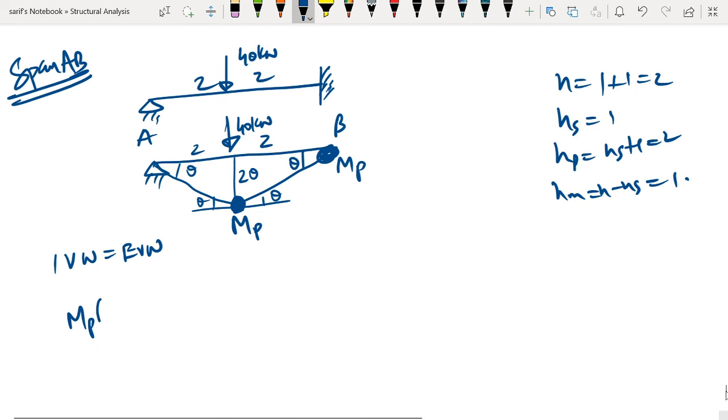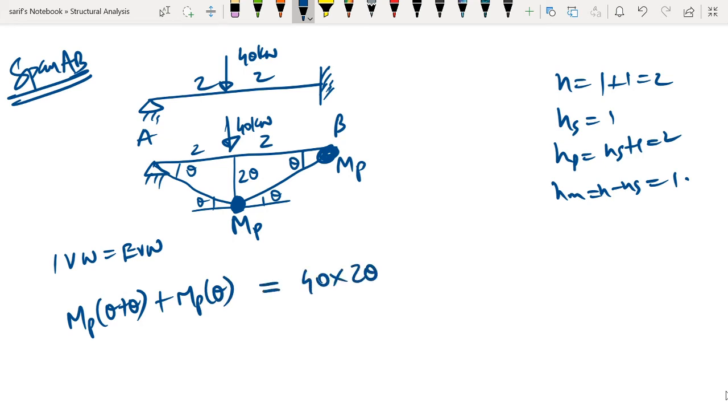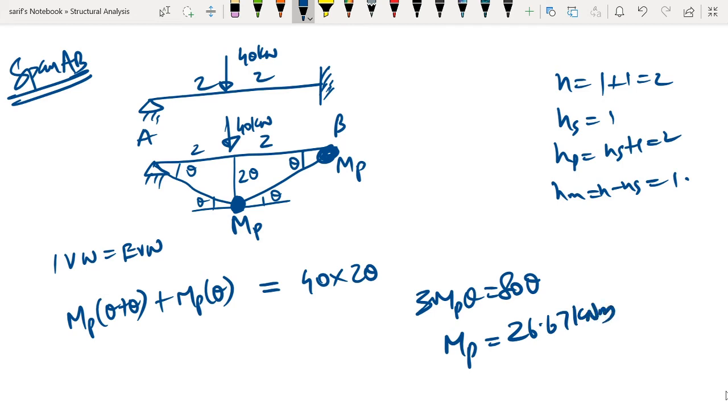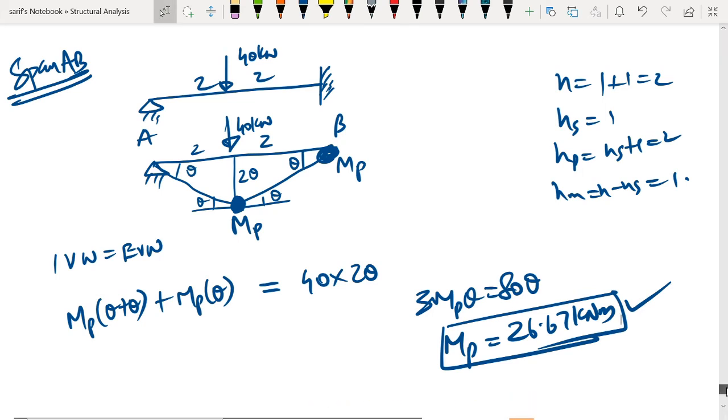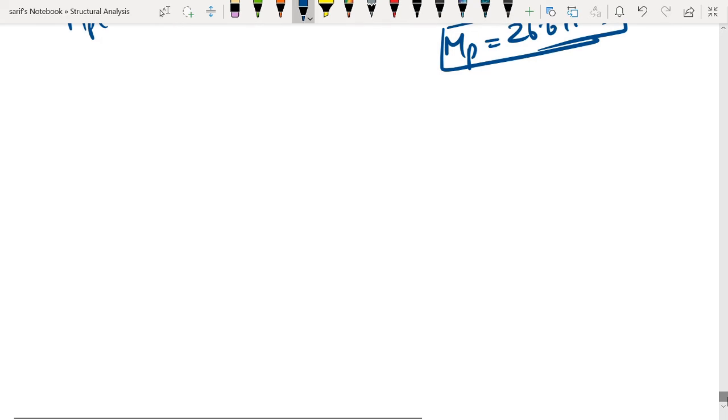That is MP into theta plus MP into theta is equal to 40 into 2 theta. So 3 MP theta is equal to 80 theta, that is MP is equal to 26.67 kilonewton meter. So this is the first value of MP required that we have got. Now next we have to consider the mechanism for span BC.